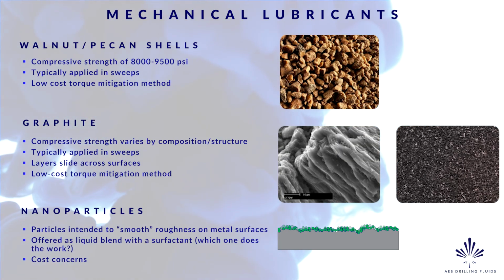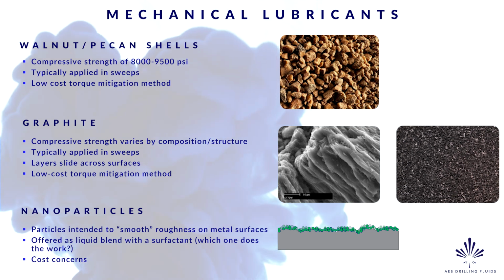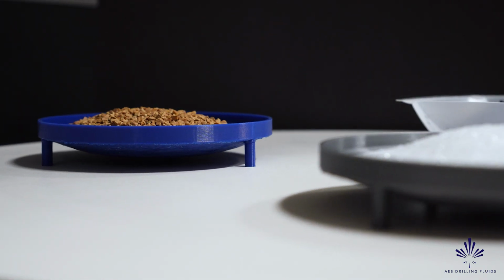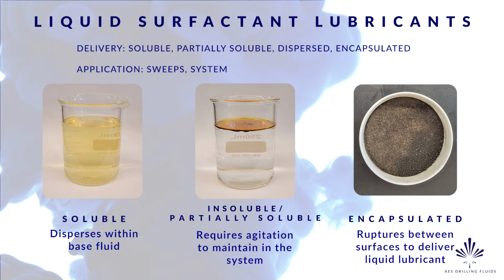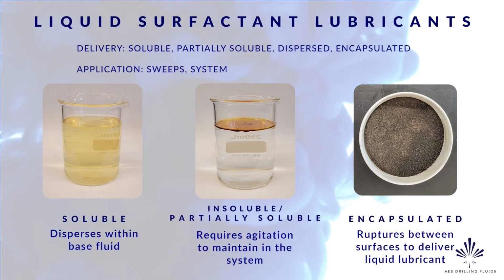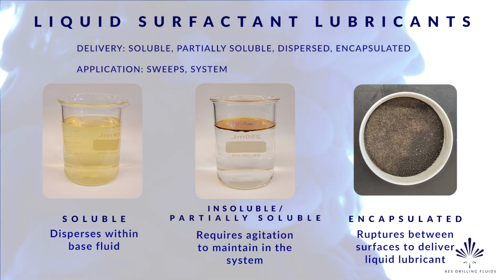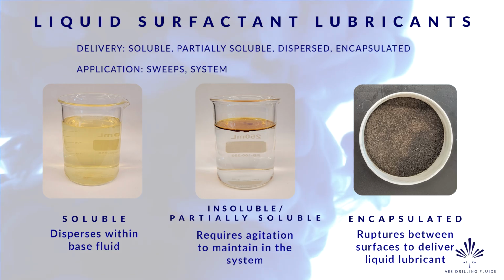There are mechanical lubricants, such as solid materials like nutshells, beads, or graphite. Nanoparticles are also mechanical lubricants. There are also surface agent lubricants, or liquid lubricants, which are chemicals that have an affinity for metal surfaces. These materials generate a film to coat surfaces and lower friction.